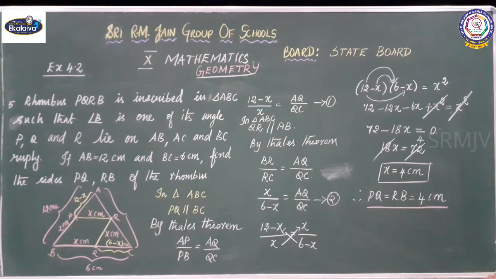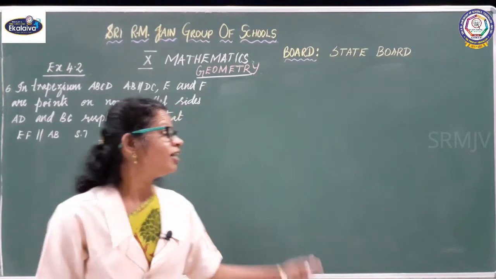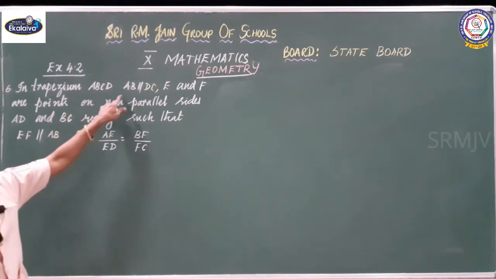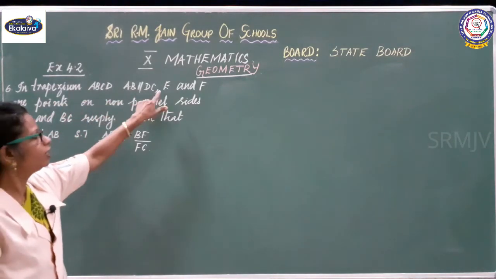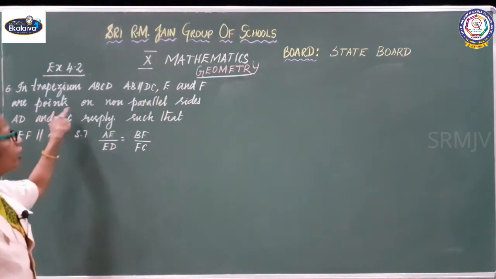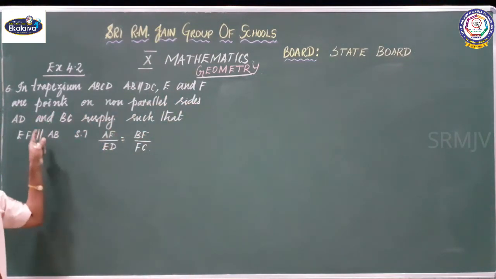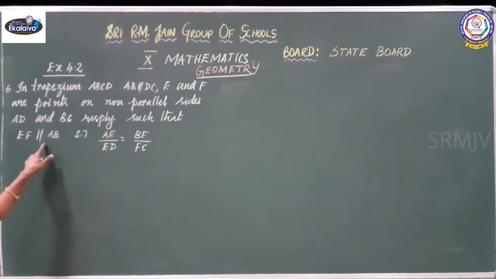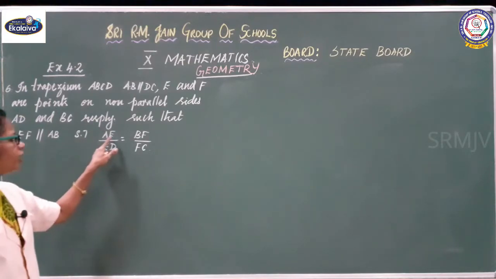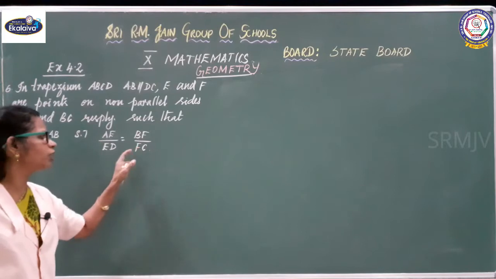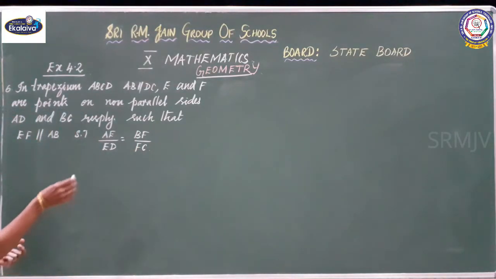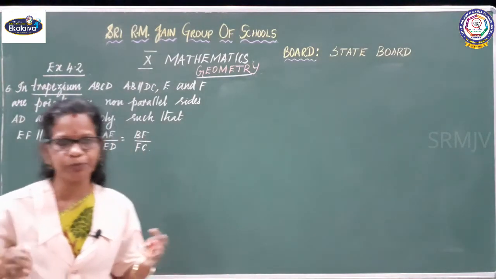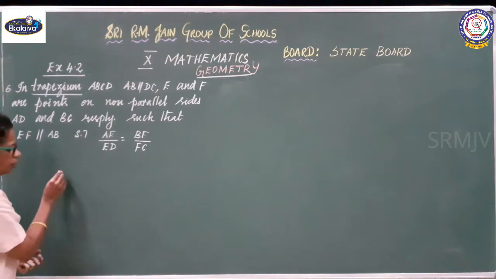Got it, children? Now question number 6. In trapezium ABCD, AB parallel to DC, E and F are points on the non-parallel sides AD and BC respectively, such that EF parallel to AB. Show that AE by ED equal to BF by FC. What plane figure they described here? Trapezium. That means you want to draw the diagram of the trapezium. Got it? See here.